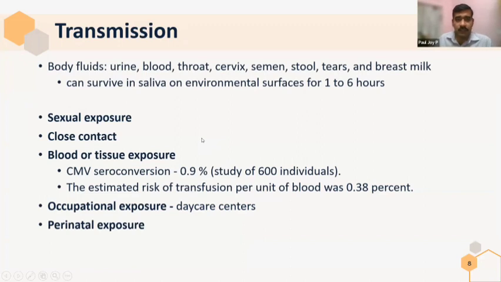The virus gets transmitted through various body fluids, through sexual contact, close contact, body or blood or tissue exposure, and through occupational exposure, especially daycare centers, and through perinatal exposure.